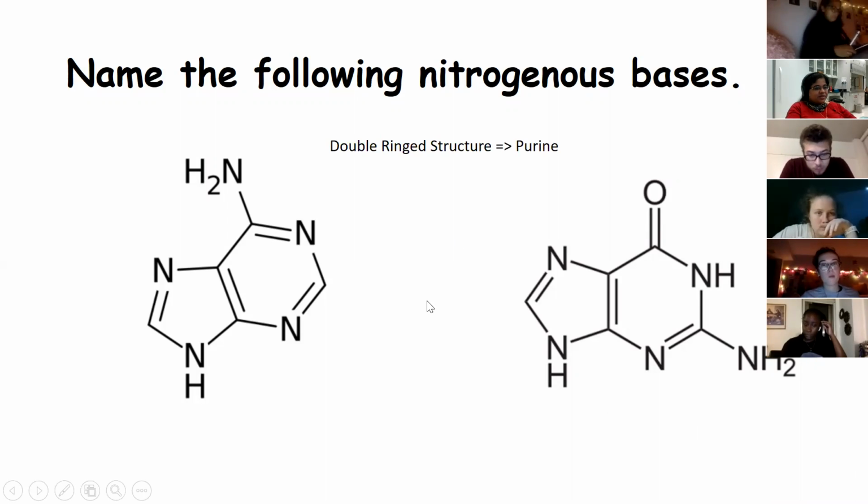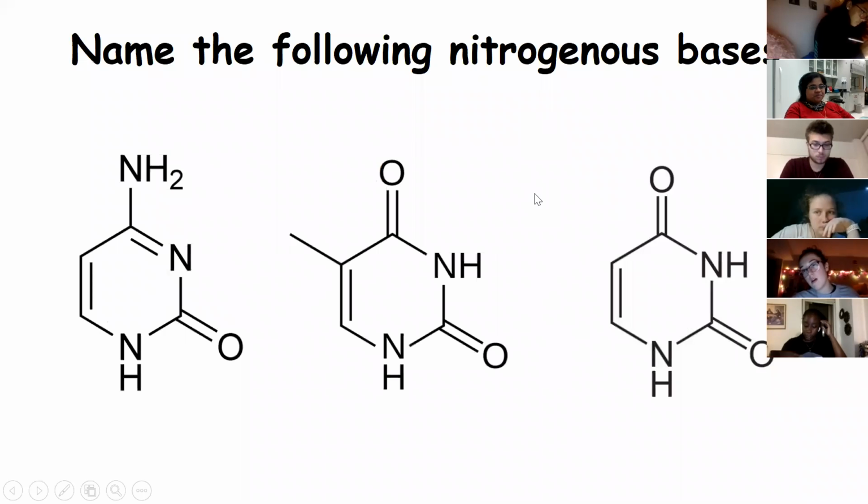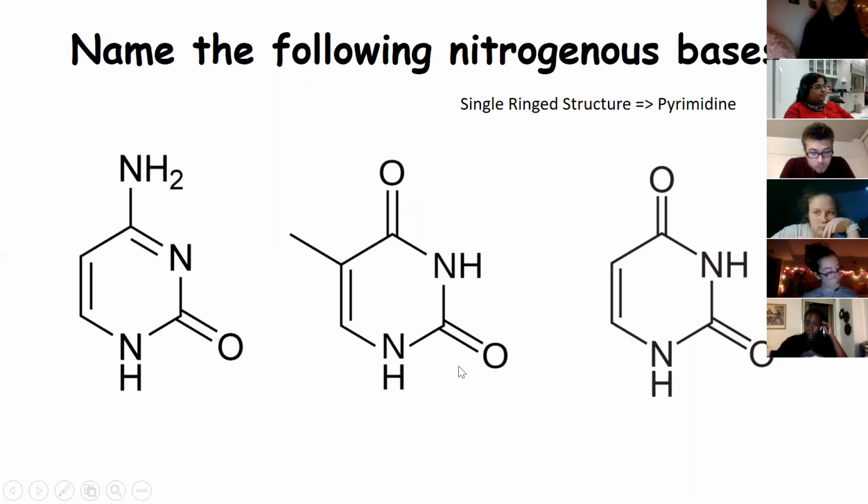So we know these two are double ring structures. That is adenine. And this guy with the carboxyl group, which is the C double bond O, that is guanine. Are we cool with purines? Okay. What about these guys? We know they're pyrimidines. What else do we know? One ring. Yes, they are single ring structures.